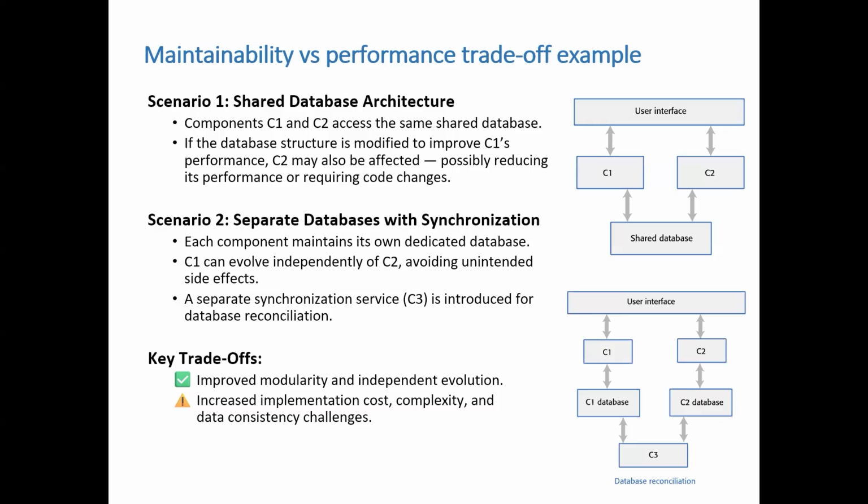This architecture adds complexity. Now we need a third component, C3, whose job is to keep the databases in sync. This is called database reconciliation. While this separation improves flexibility and reduces interdependence, it introduces new costs, both in terms of development and ensuring data consistency across the system. So, as always with architecture, it's about trade-offs.